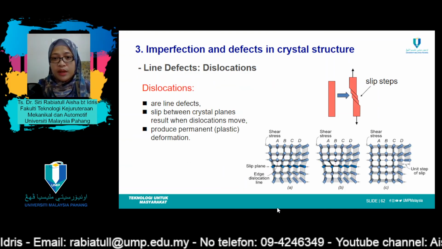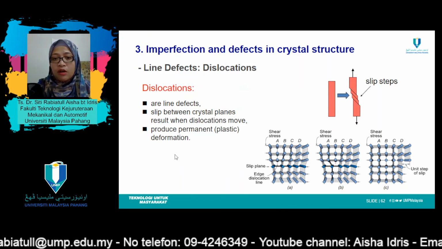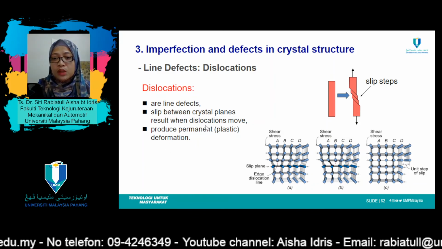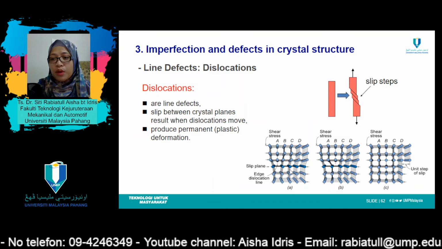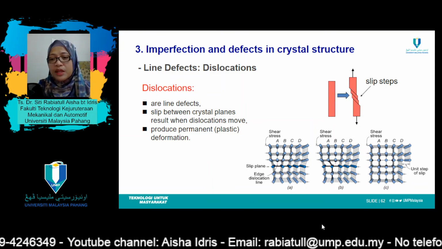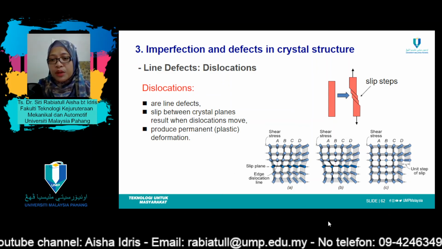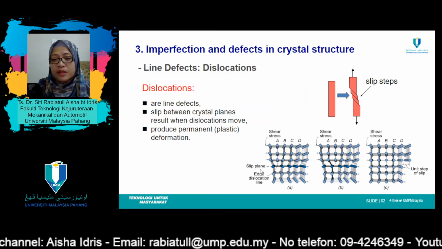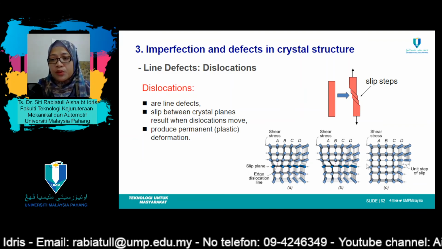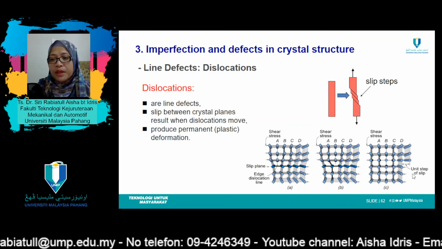And this one is the line defects. It occurs between crystal planes, and results when dislocation moves, and this will produce a permanent deformation or plastic deformation. So if you refer to this figure or illustration over here, once the plane is split, then it moves until the end, and finally creates a permanent deformation over here.